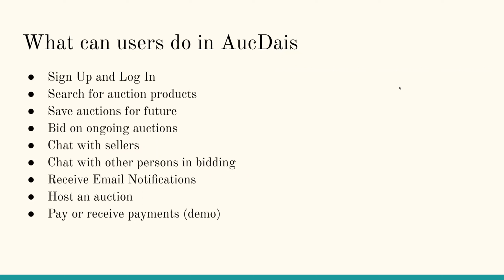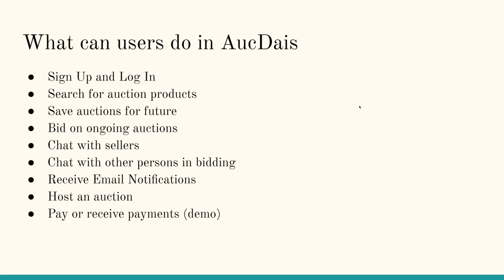Logged in users or some visitors can search for auction products. They can see what auctions are available in our system. Logged in users can save auctions for future. They will receive an email notification when an auction is available. Logged in users can also bid on auctions which are ongoing. They can chat with sellers, they can chat with other persons in a live auction.